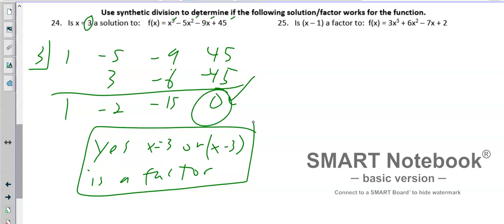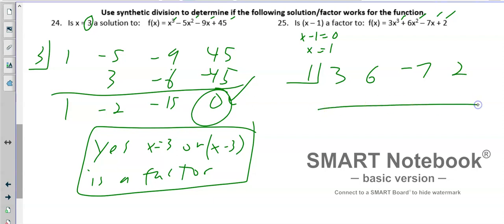Over here, again, we have to set this equal to 0. So x equals 1. So 1 goes in the box. I have a 3, I have a 2, I have a 1, I have a none, so I don't need any zeros. So it goes 3, 6, negative 7, 2.